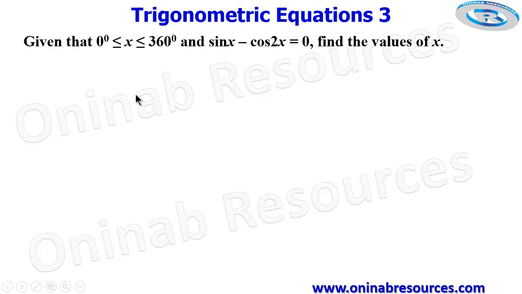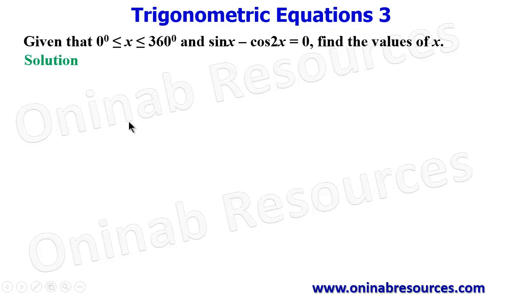So we start with the problem. Given that 0 degrees is less than or equal to x less than or equal to 360 degrees, and sine x minus cos 2x is equal to 0, find the values of x. We are looking not only for a value of x but values, because the range of values of x is given from 0 degrees to 360 degrees.